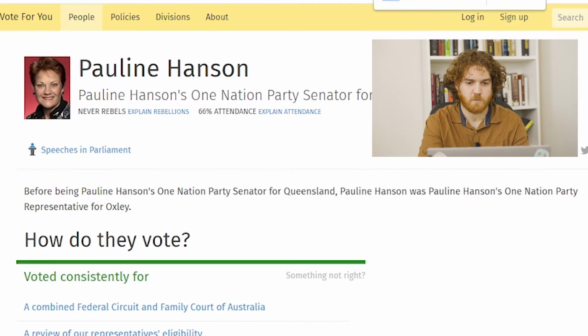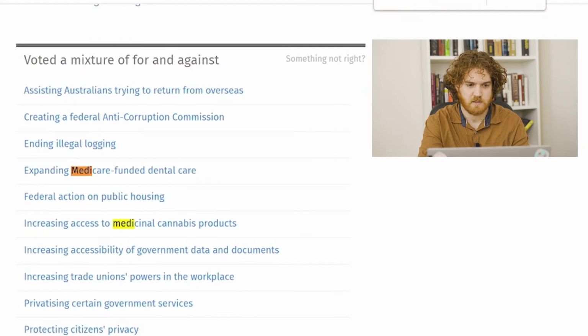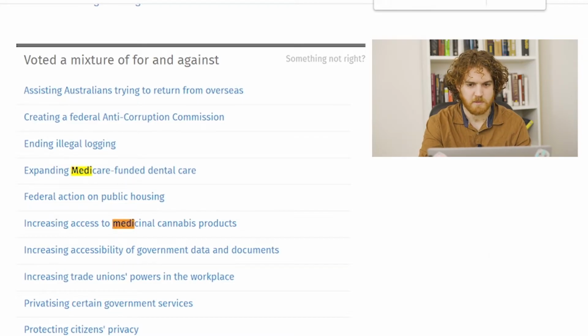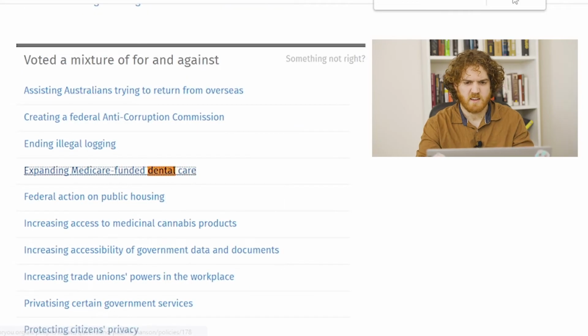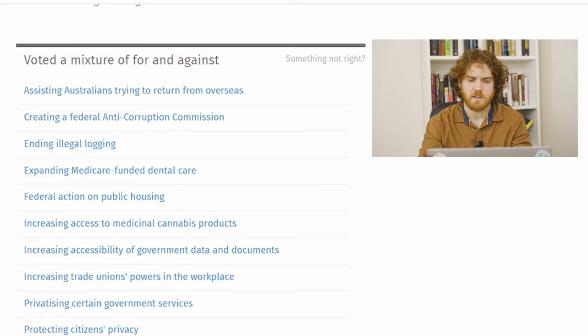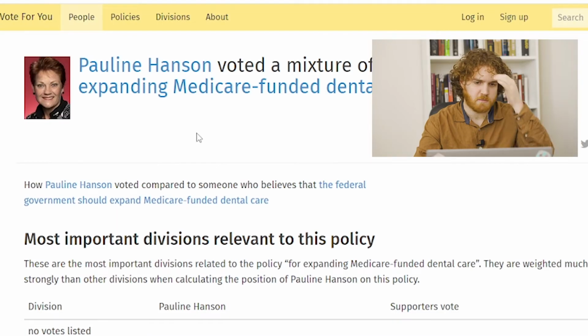Back to Pauline Hanson's One Nation. So medicine, voted a mixture for and against expanding Medicare-funded dental care, and a mixture of for and against increasing access to medicinal cannabis products. Interesting. That's not one that comes up in other people's voting records. Another thing to explain about this, Adam Bandt and Craig Kelly are members of the House of Representatives, whereas Pauline Hanson is a senator. They don't have any members in the House of Representatives.